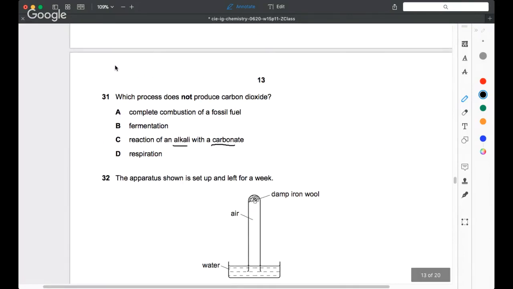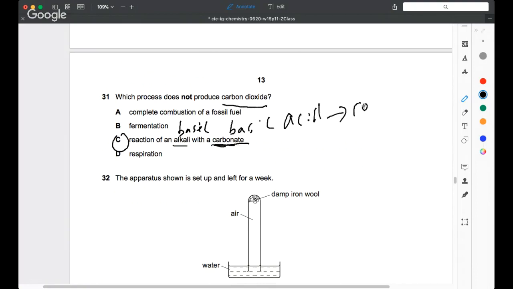Number 31. What does not produce carbon dioxide? That would be C, because alkali is basic. Carbonate is basic as well. A base does not react with a base. So a carbonate will react with acid to give you carbon dioxide, but not alkali.